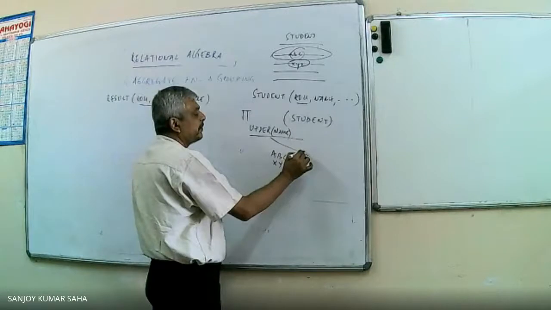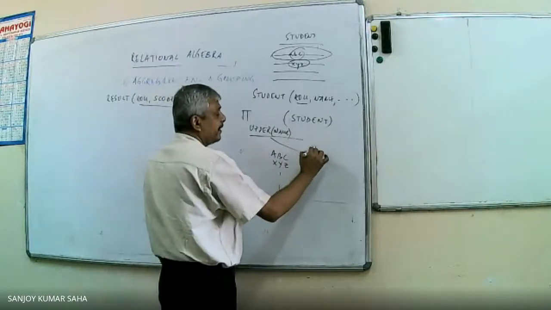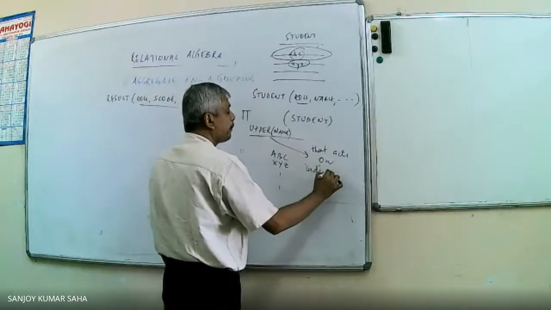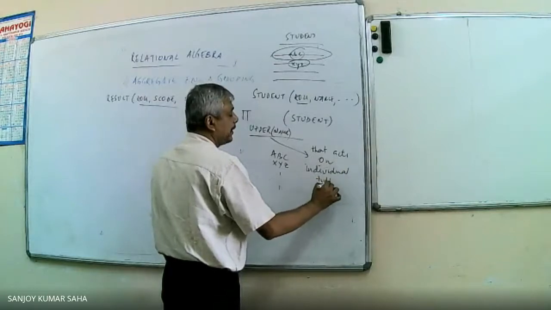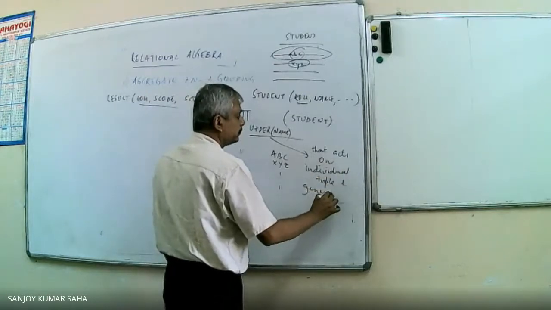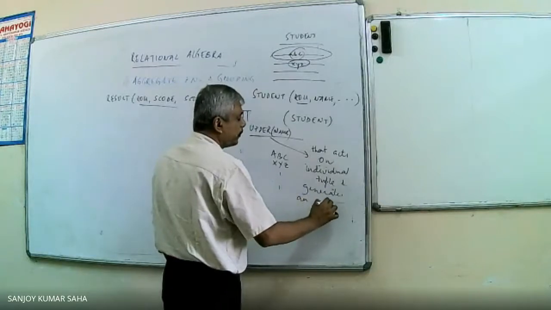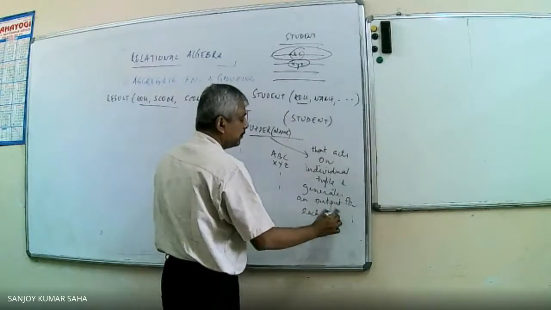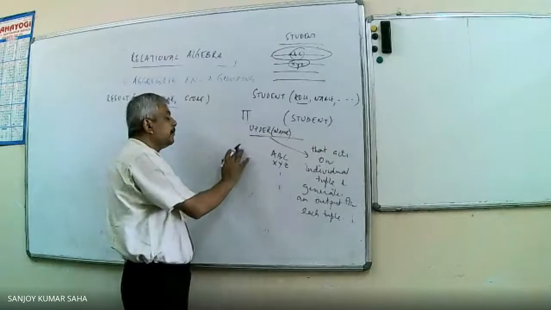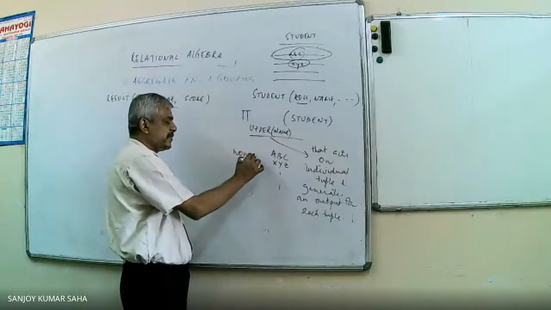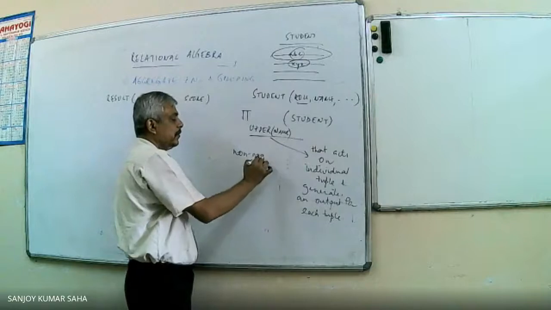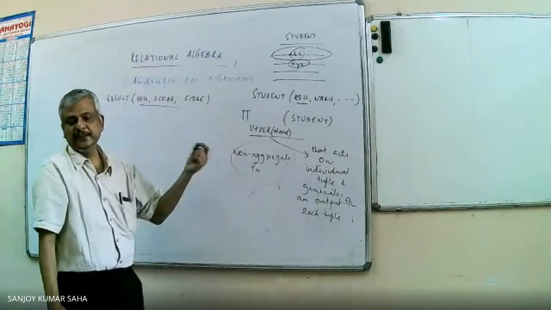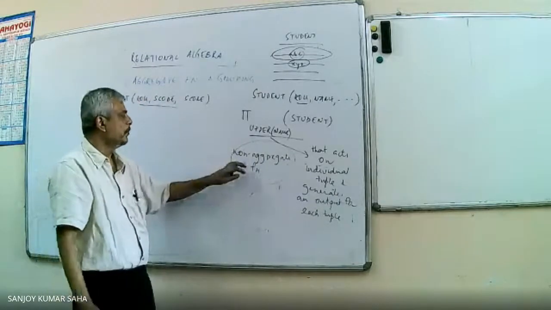That means this is an example that acts on individual tuples and generates an output for each tuple. Right? So these are basically non-aggregate functions. A non-aggregate function acts on an individual tuple, and for every tuple it will give us some result.